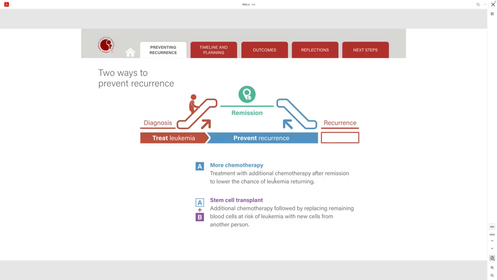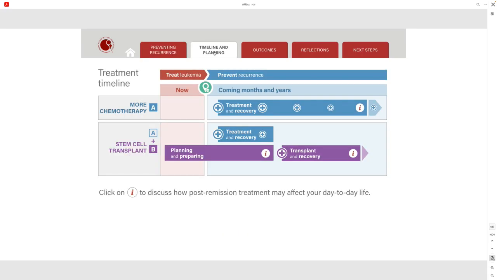So in this particular tab, we present the two options. One option is to continue with more chemotherapy after achieving remission to lower the chances that the leukemia will recur, or to proceed with stem cell transplantation. The second tab allows us to explore in more depth what this involves in relation to the timeline and the planning required to implement these tools.